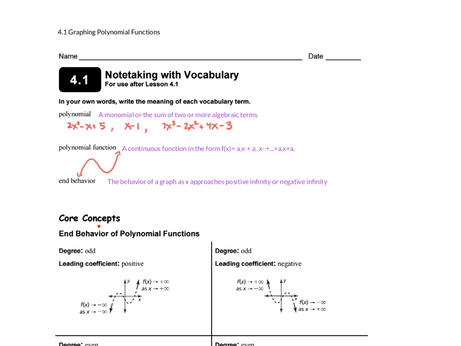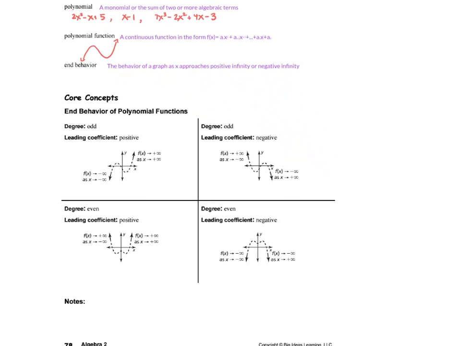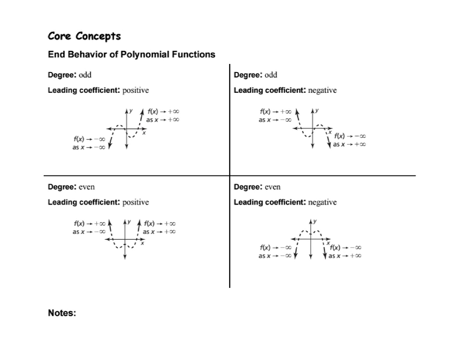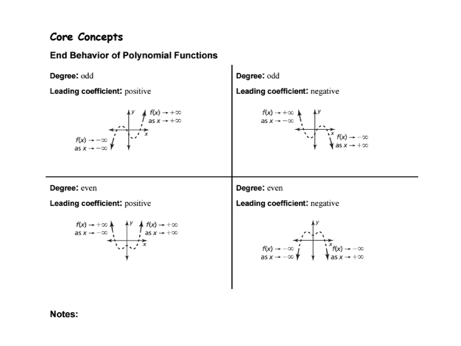Under the core concepts, you see end behavior of a polynomial function. Okay, so let's go ahead and look at this. Okay, so here in these quadrants, they have summarized end behavior for all functions. Okay, so the nice thing about polynomials is they behave in consistent ways.